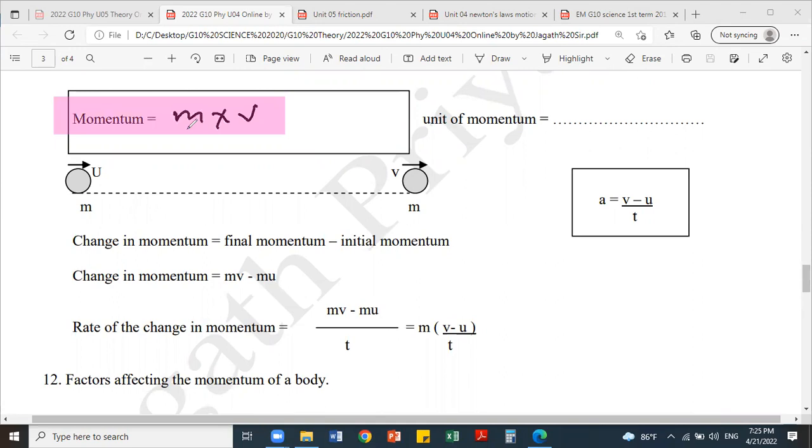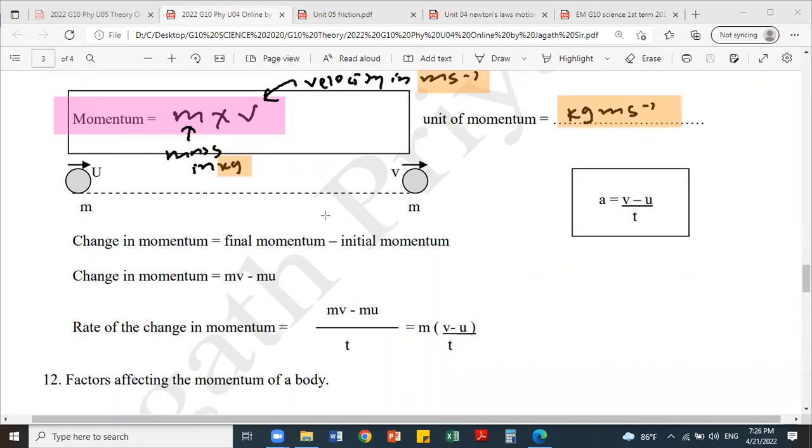So m is mass, that is in kilogram. V is velocity in ms minus 1. The product of mass and velocity will be the momentum. Unit of momentum: kilogram into ms minus 1. Then you get kg ms minus 1. That is the SI unit of momentum.